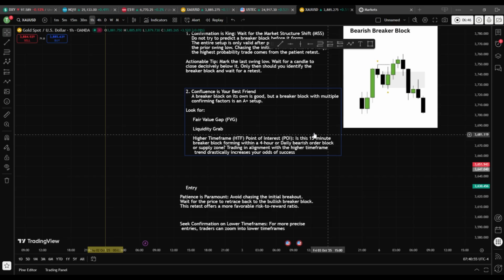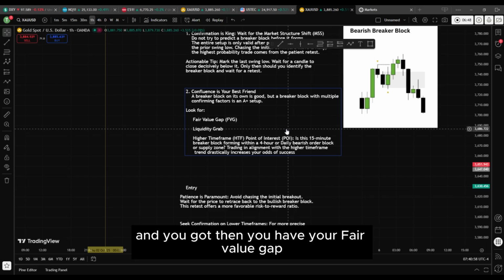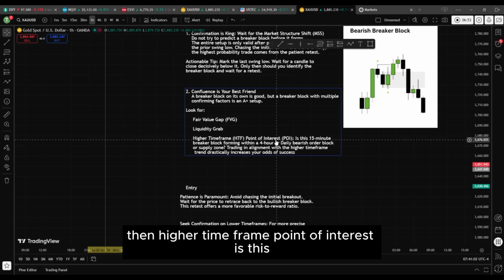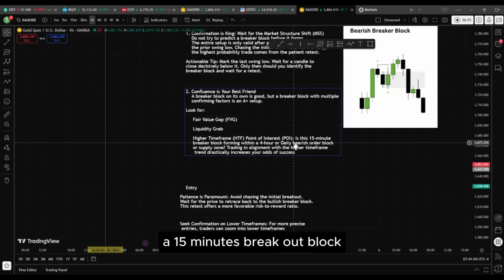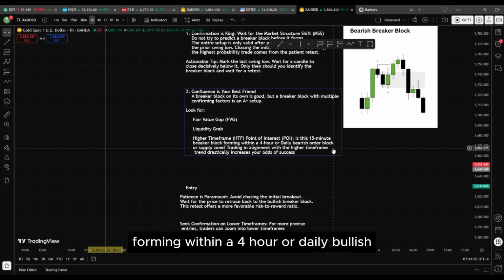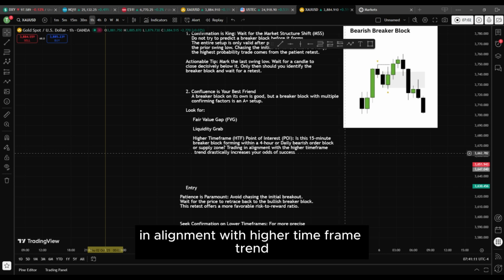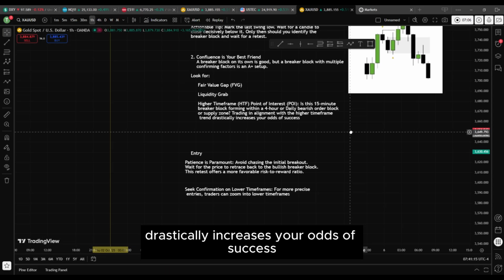And you have your fair value gap, you have your liquidity grab, then a higher time frame point of interest. There's a 15-minute breaker block forming within a 4-hour or daily bearish order block or supply zone. Trading in alignment with the higher time frame trend drastically increases your odds of success.